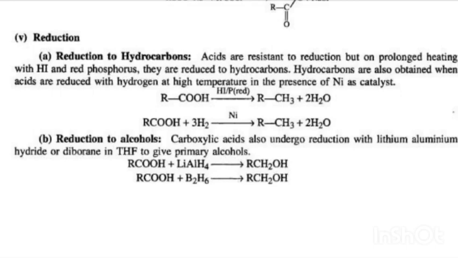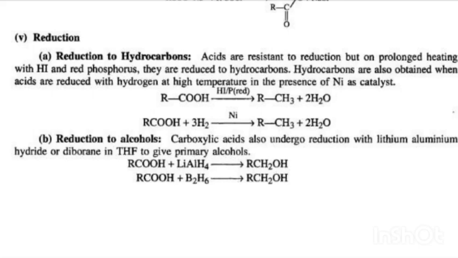In the reduction, carboxylic acid on reduction in the presence of hydrogen iodide and red phosphorus forms alkanes, hydrocarbons. RCOOH is converted into RCH3 with the liberation of 2 moles of water. In the same way, in the presence of nickel, hydrogen gas will be passed. So carboxylic acid on treatment with hydrogen gas in the presence of nickel catalyst forms alkanes, RCH3, along with 2 moles of water. So this is a strong reducing agent.